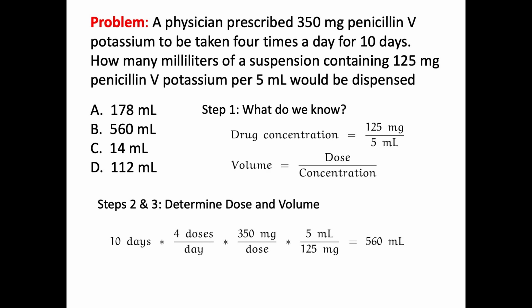So the math going all the way over is 10 times 4 times 350, then times 5, then divided by 125. By doing that and checking my units all the way across, my final answer will be in milliliters. Doing the math shows me that I would need 560 milliliters of this suspension to provide a 10-day supply. All right. Well, I hope you found this a useful review for some of the basic concepts that we're going to continue to build upon in this class.